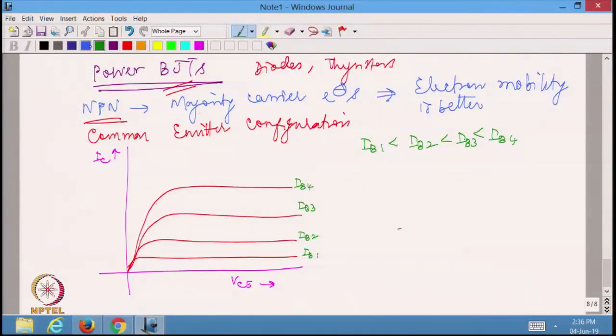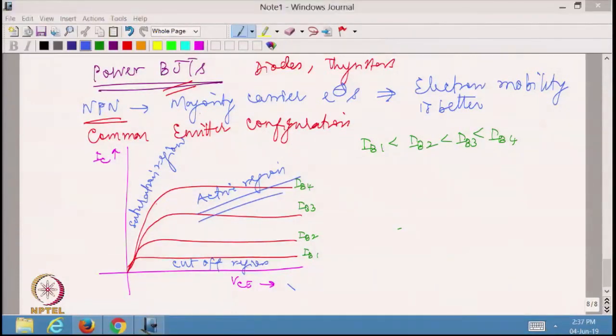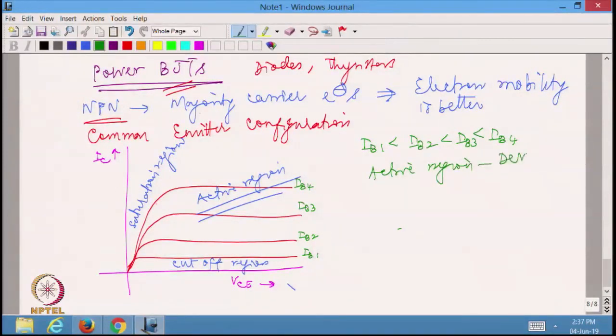If you look at this, there are distinctly 3 regions of operation. This is the cutoff region, this is the saturation region where VCE is almost a constant, and this is going to be the active region. Wherever I have written here, this is going to be the active region. In the active region, neither VCE is very small nor IC is very small. So, generally in the active region, we see that device dissipation is large.